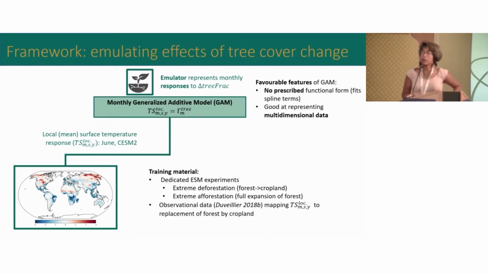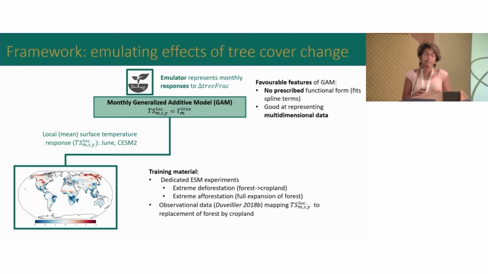The framework for emulating the effects of land cover, where I mainly focus on tree cover first, would look as follows. We would use a monthly emulator, so it would be month-specific. And the first variable that we try to emulate is the one that has the most physical response to changes in tree cover, which is the surface temperature.